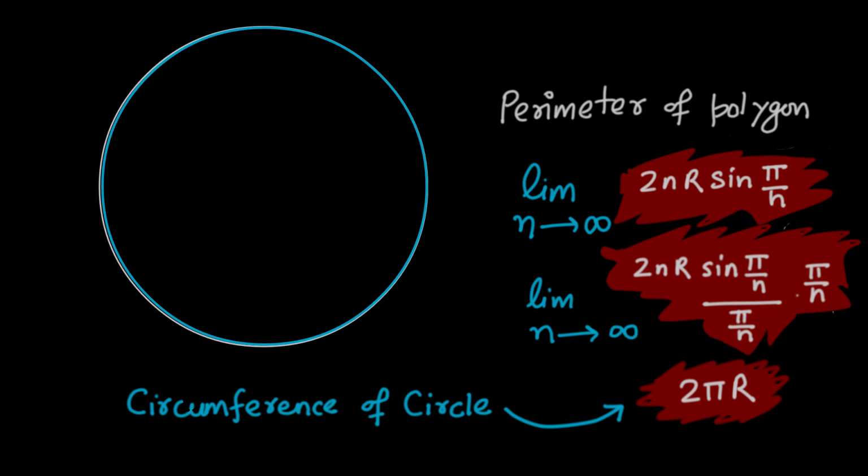So in this video, we got to know that area of polygon when the number of sides is approaching infinity is equal to the area of circle. And the perimeter of polygon becomes equal to the circumference of a circle. In another way, at infinity, the polygon becomes a circle.